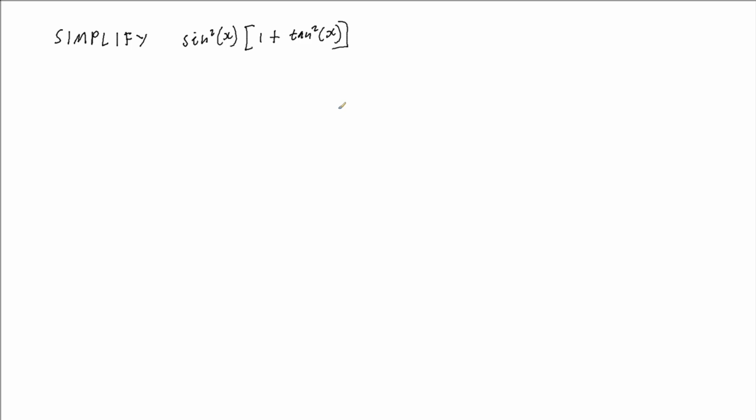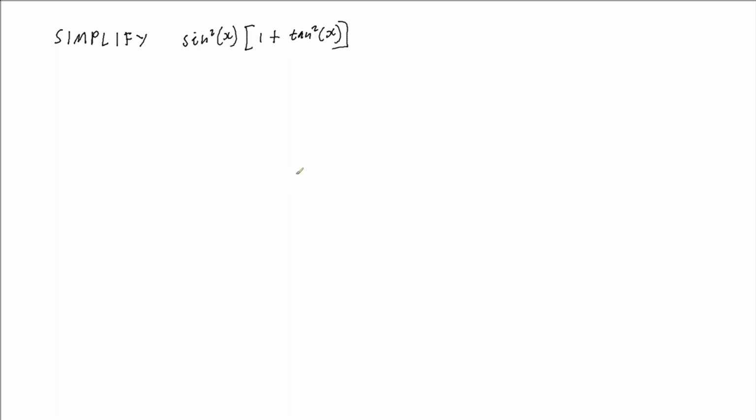Hi, in this video, I'm looking at simplifying this expression here, sine squared of x multiplying onto 1 plus tan squared of x. So to do this, we are looking to use trigonometric identities and the definitions of things like sine or tan or secant or things like that.